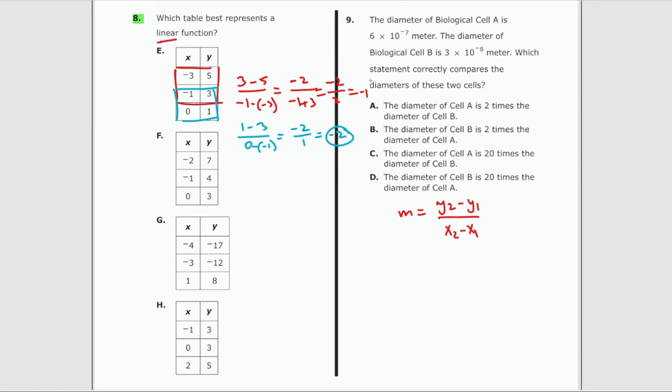Now you see how these 2 slopes do not match. Hence, E is not a linear function. For linear functions, slopes must be identical. So option E is wrong.